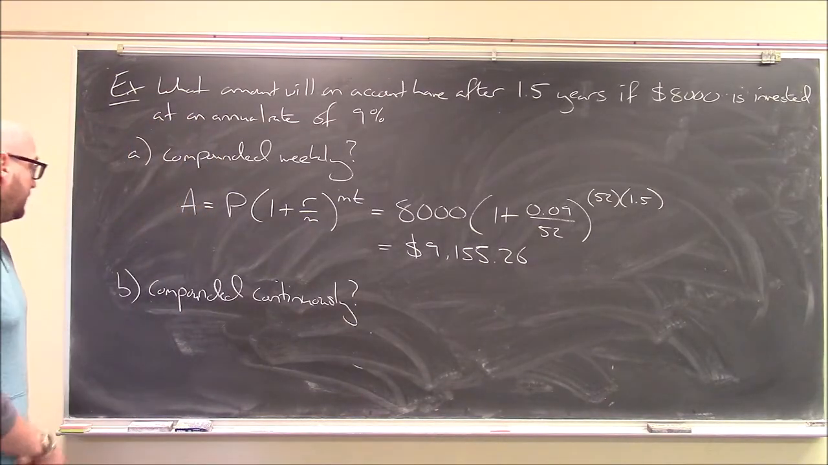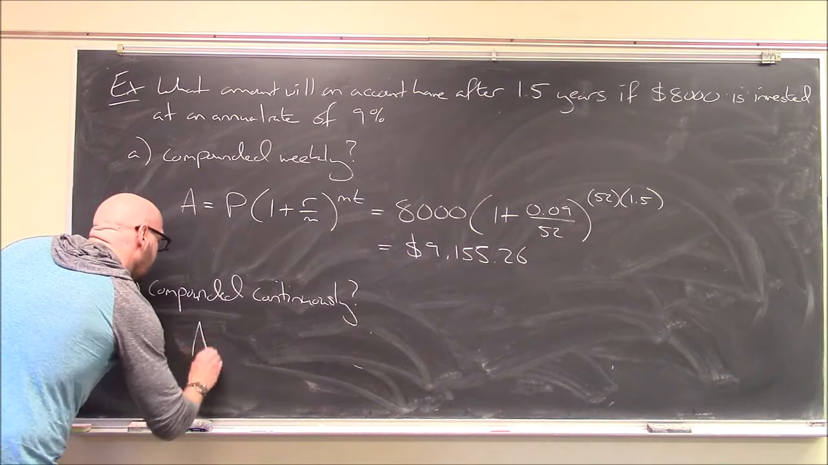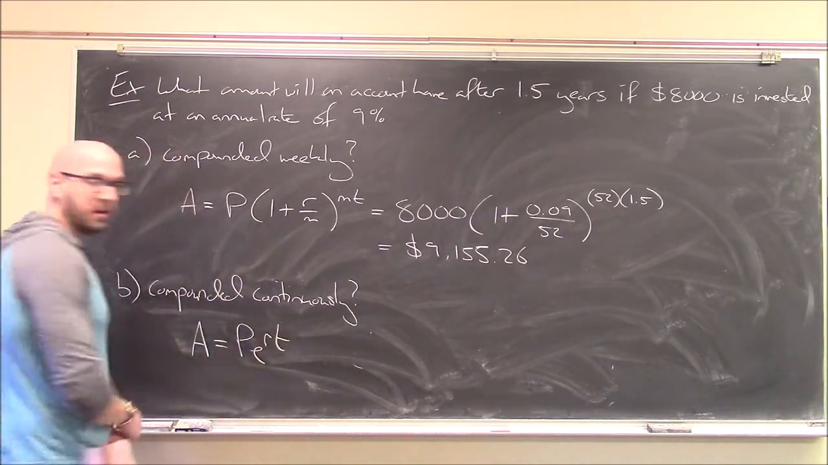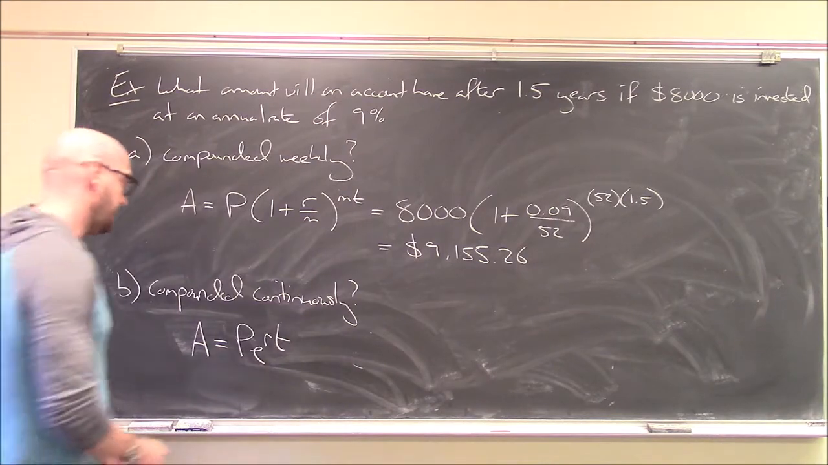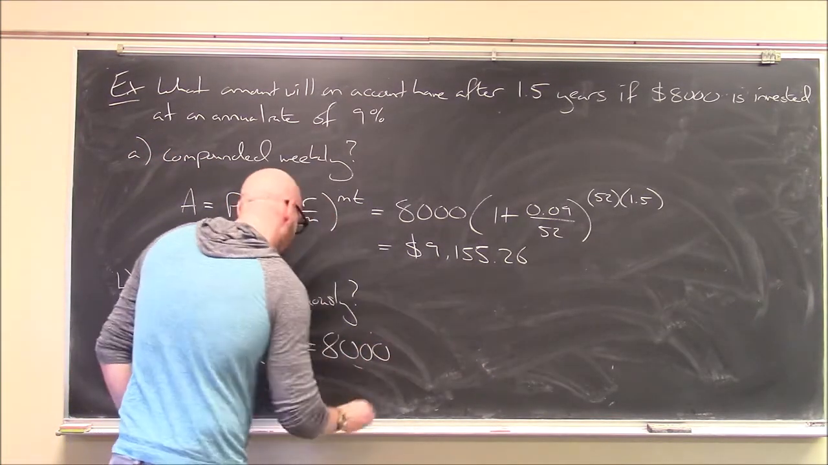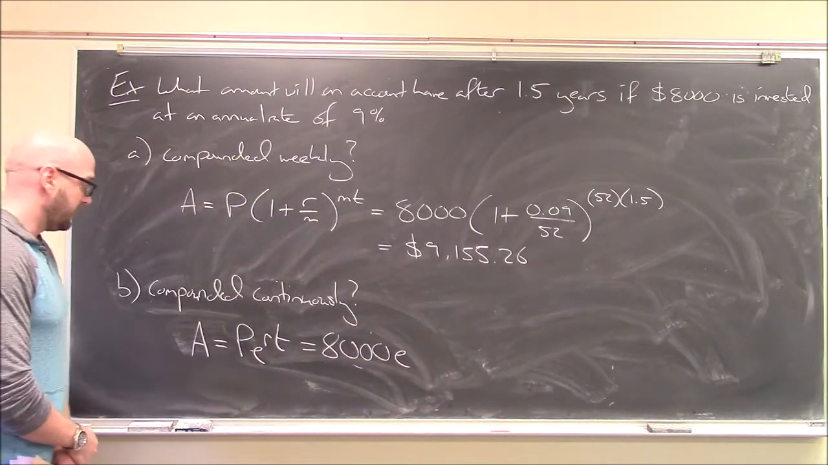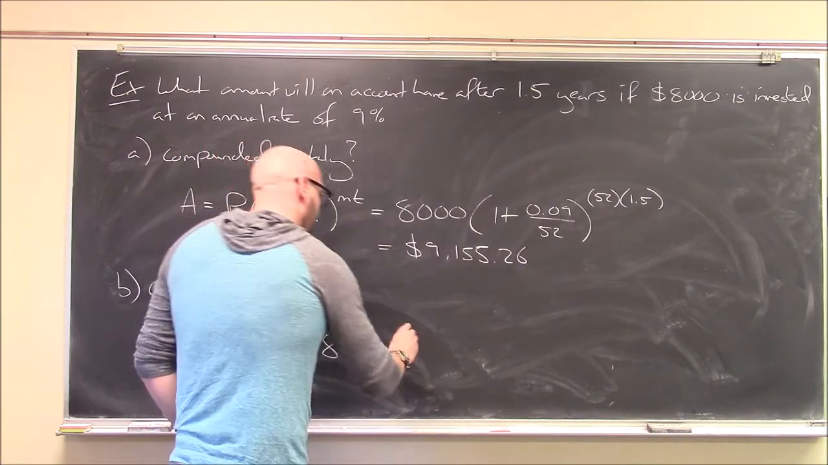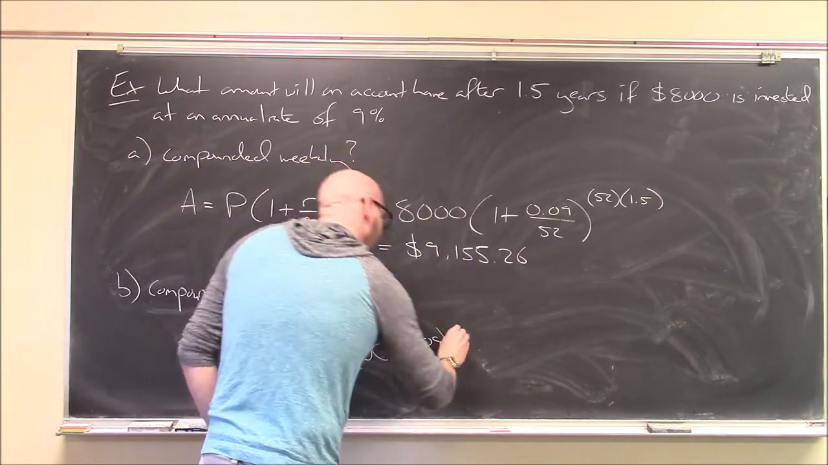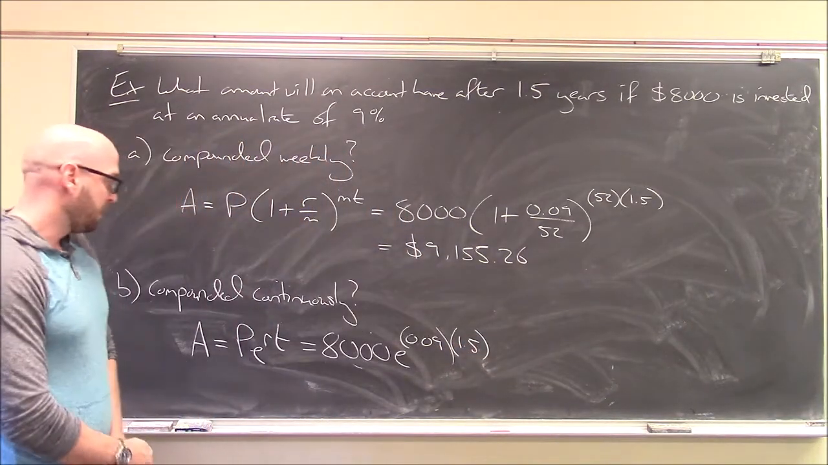And if we want to do the same thing but compound it continuously, well, now we use a slightly different formula. We use our continuous compounding formula. A is P times e to the RT. But once again, we just plug in our values. So P is 8,000. E is that fixed constant that we'll use our calculator to plug in. And R is the same thing, 0.09. And T, number of years, hasn't changed, still 1.5.